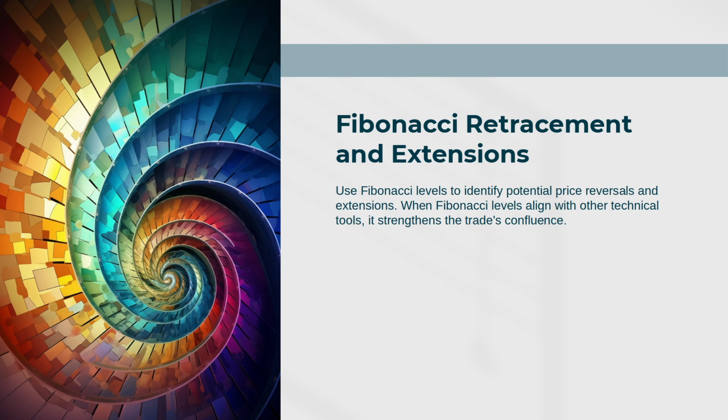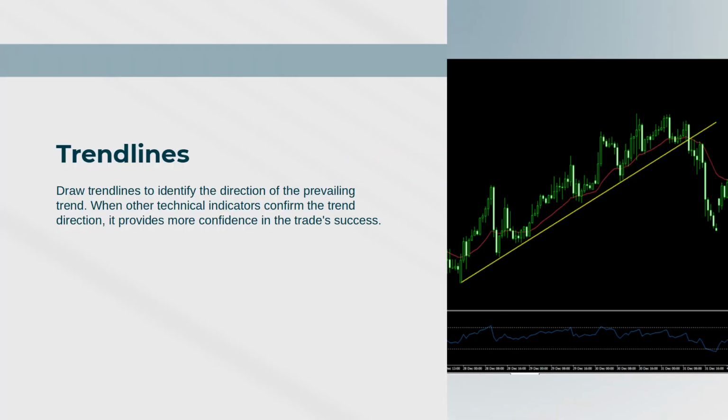Use Fibonacci levels to identify potential price reversals and extensions. When Fibonacci levels align with other technical tools, it strengthens the trade's confluence. Trendlines. Draw trend lines to identify the direction of the prevailing trend. When other technical indicators confirm the trend direction, it provides more confidence in the trade's success.